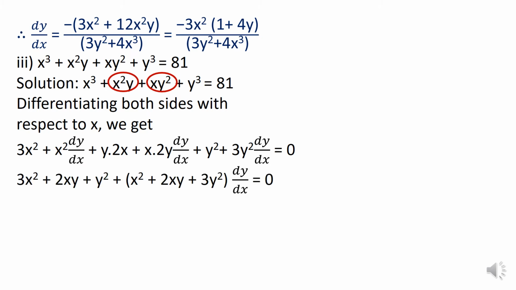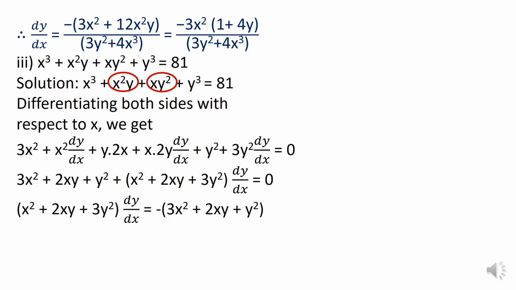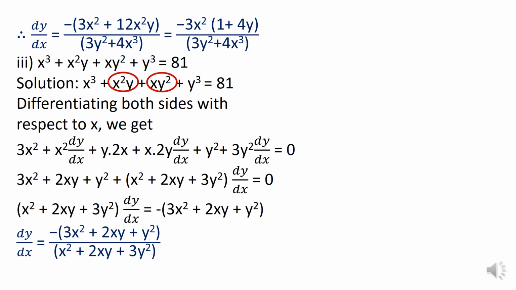In the next step, we take all the terms containing dy by dx common inside a bracket. The remaining terms are written as they are. And in the next step, the dy by dx containing terms are written on one side. All the other terms are taken to the other side. Thus, on the RHS, we get minus common 3x square plus 2xy plus y square. Then, dy by dx. For finding dy by dx, we take all the terms on the RHS. Only dy by dx remains on the LHS. And thus, we get our answer.